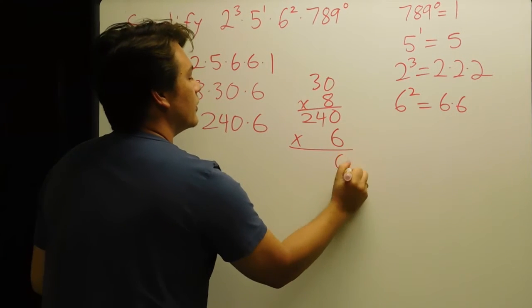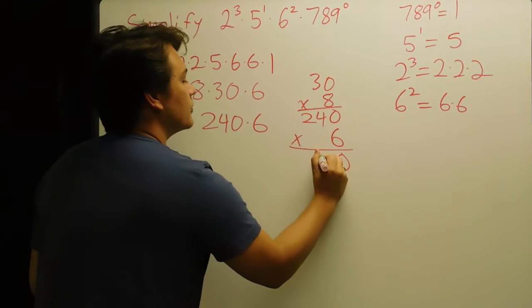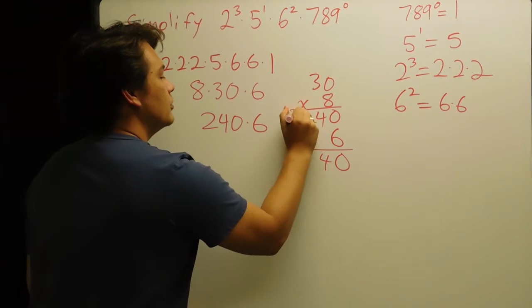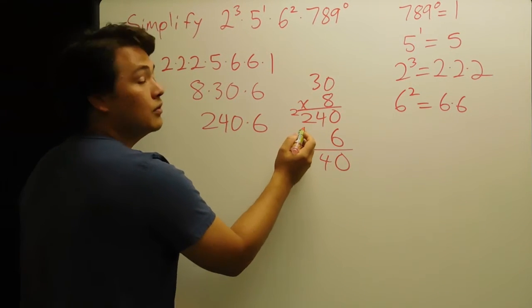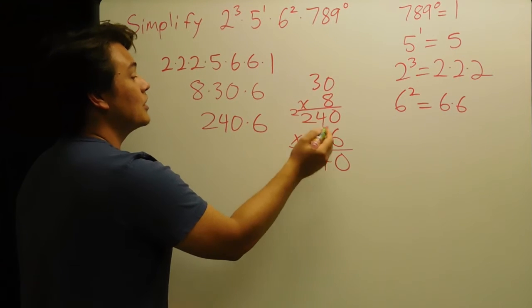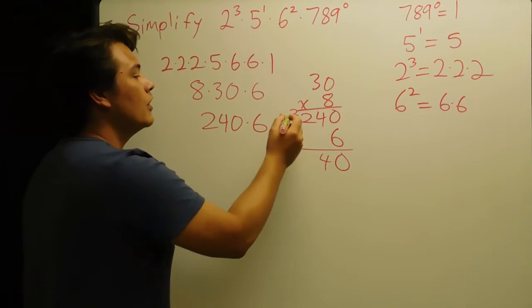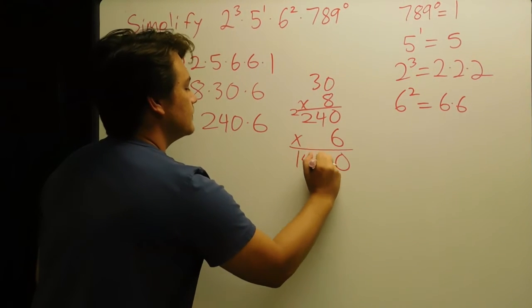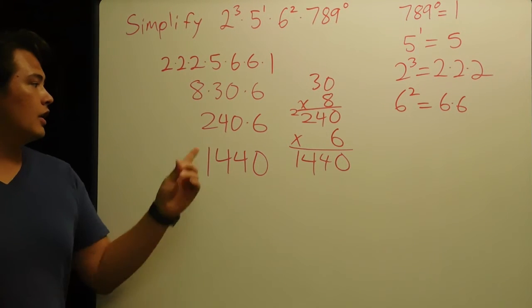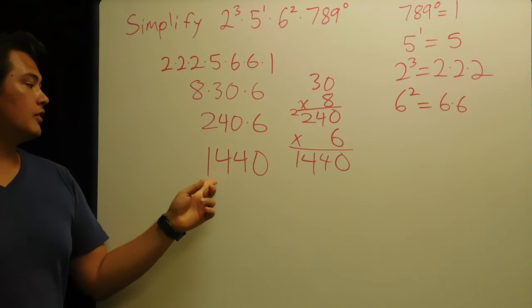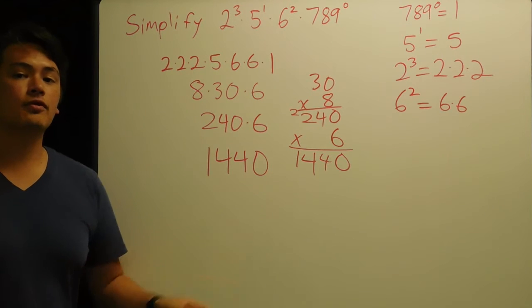6 times 0 is 0. 6 times 4 is 24. Put the 2 up here. 2 times 6 is 12, plus 2 is 14. So in the end, 240 times 6 is going to give us 1,440.